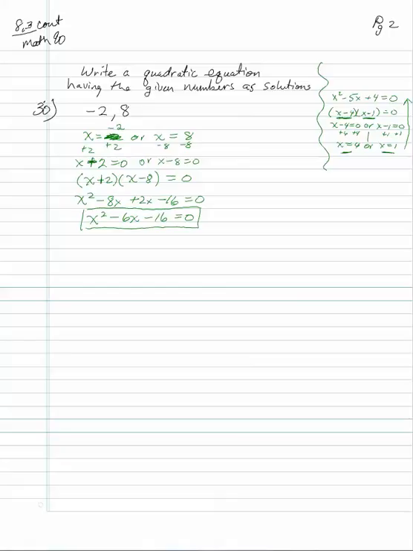Okay, so let's try number 43. This one usually gives people challenges. 2 square root of 5 and negative 2 square root of 5. So I'm going to skip these two steps here and just start right there. So we're going to remember it's going to be x minus 2 square root of 5, x minus a minus, which is plus 2 square root of 5 equals 0. Then we're going to FOIL this.